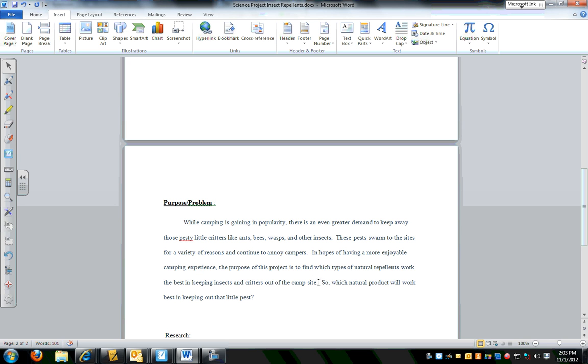Now you can see that the purpose is actually written as the purpose. This is to ensure that I'm writing a purpose. Okay, and I would recommend that you do the same. It involves my question or problem, and that question or problem is which types of repellents will work best in keeping the insects out. I even restated the problem, which natural product will work best in keeping out that little pest.